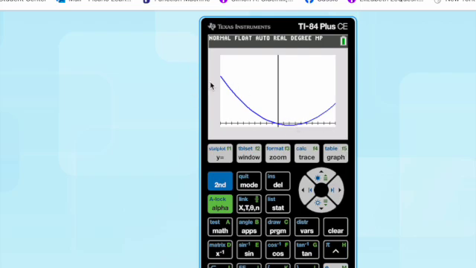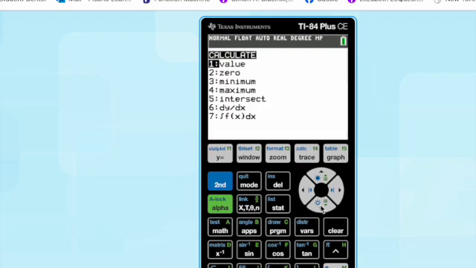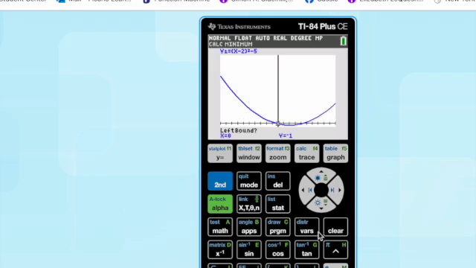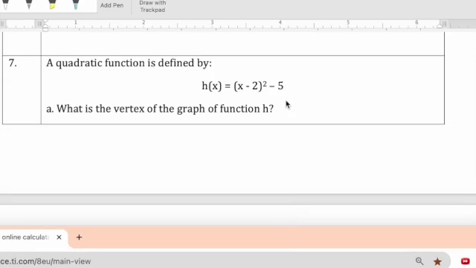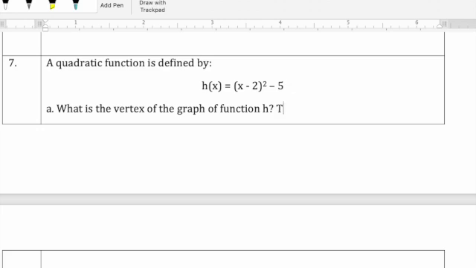Okay, so this is my graph. Now, my vertex is my minimum. I see that it's making a minimum. So I'm going to hit minimum. I'm going to go to my left bound. I'm going to go to my right bound. And the minimum is at -5 when y equals -5 and x is at about 2. So the vertex is at 2, comma, -5.